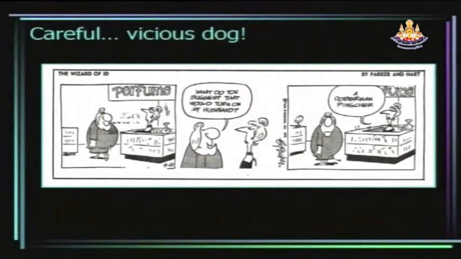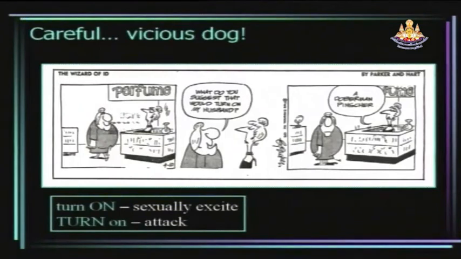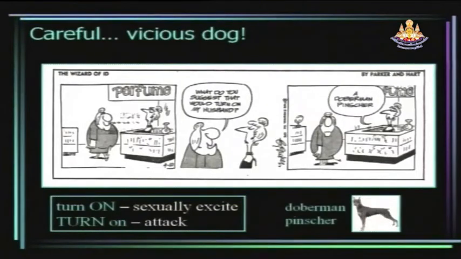Here's another cartoon that I like very much. We have a woman who is shopping for perfume, and she asks the perfume clerk, "What would you suggest that would turn on my husband?" And the clerk answers, "A Doberman Pinscher." Let me explain the cartoon. Turn on is to excite or arouse, probably sexually. What do you think would make my husband very excited? Turn on has a very different meaning. It means to attack. And so the clerk at the perfume counter has said, "I think that what would attack your husband is this type of dog which has a reputation for being a little bit vicious, a Doberman Pinscher." So she's making a play on words with word stress.